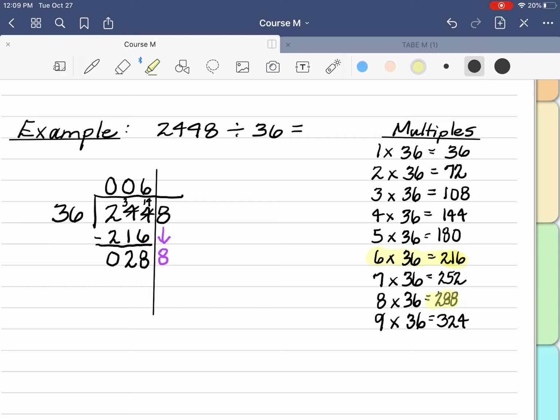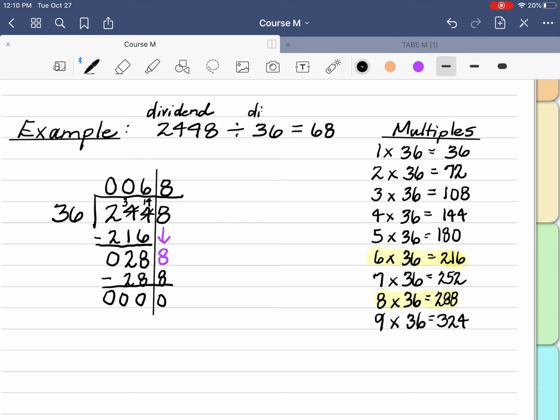And I am taking 36 into 288. And sure enough, there it is. It's the 8th iteration. So I put the 8 up here. These are iterations on top. 8 36s are 288. I subtract, and I get zeros. There's no remainder. So the quotient is 68. Here's your dividend, your divisor, and your quotient.